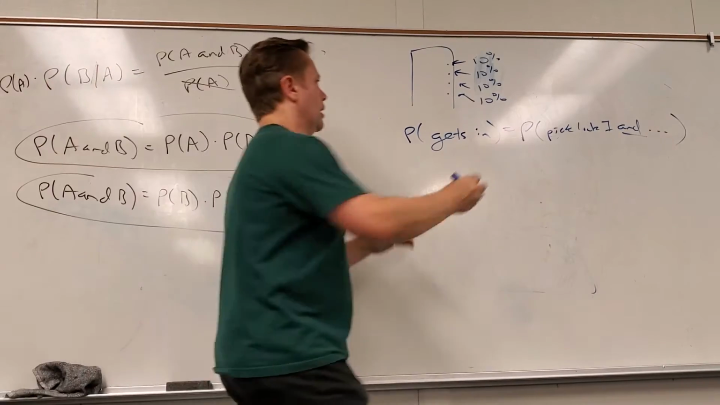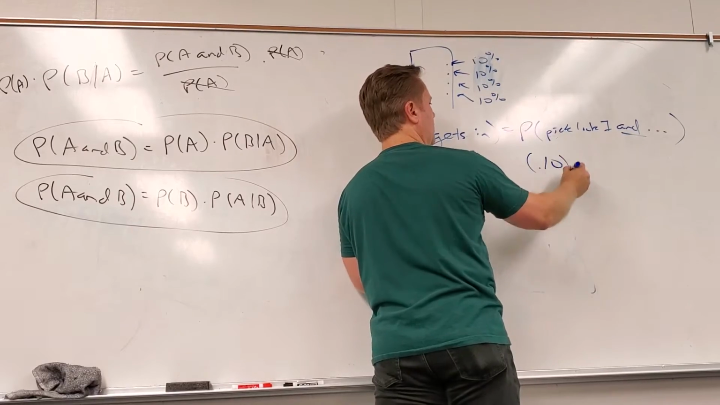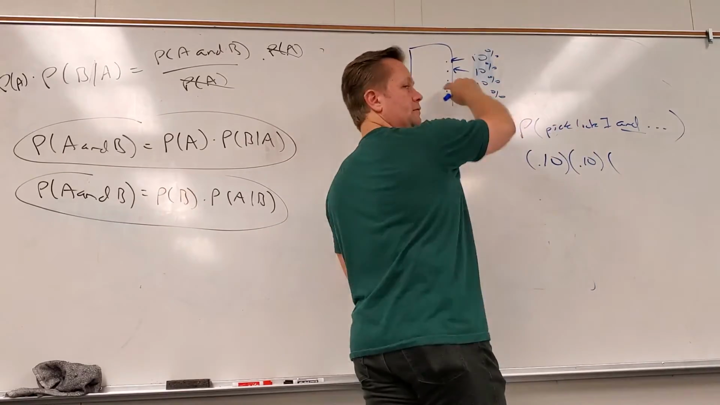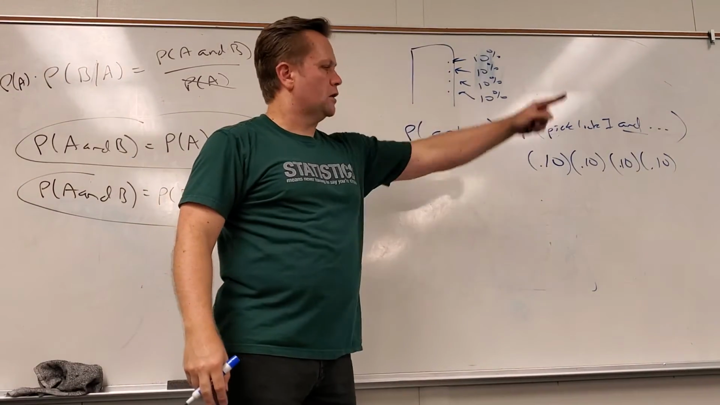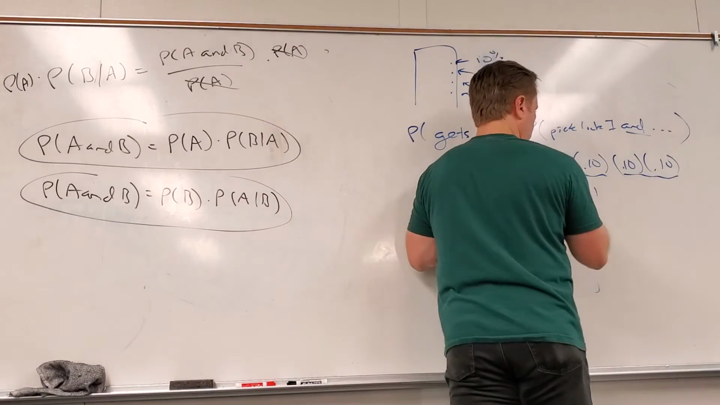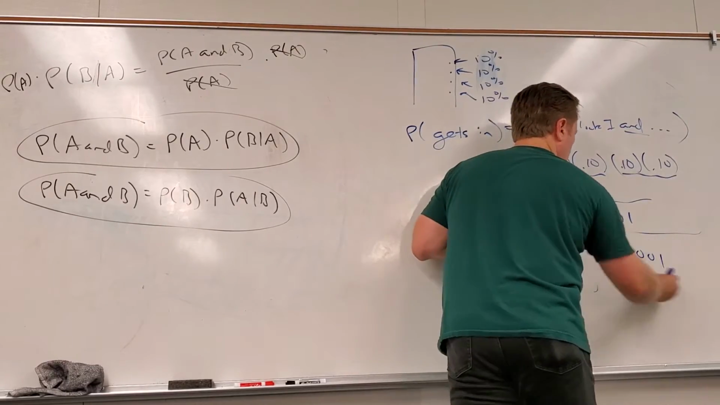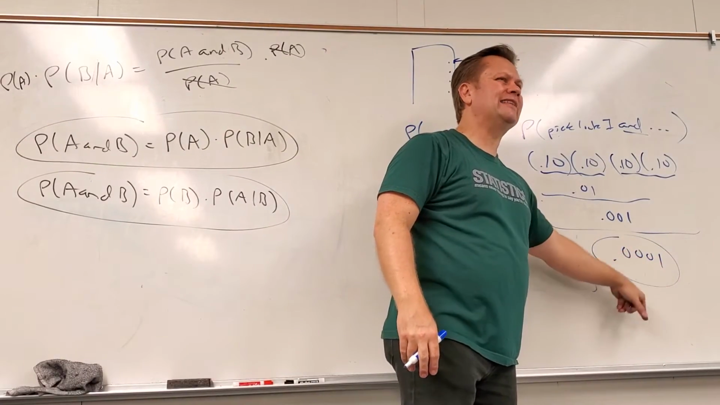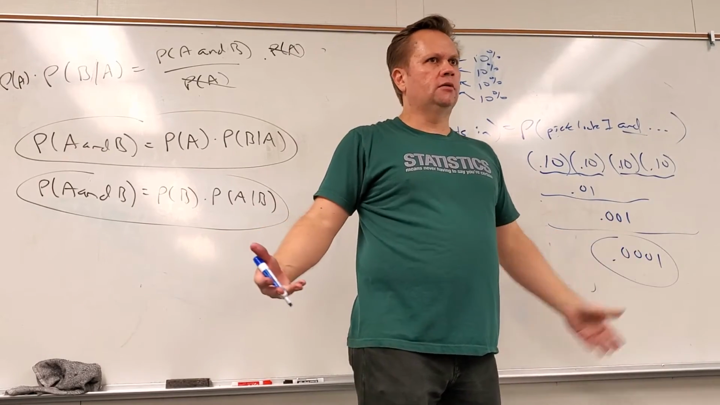"And" is multiply. So I pick the first lock, 10%, so 0.10, times the probability I picked the second lock, times the third. So now what is all that going to be? These, by the way, would be 0.01. Then these would be 0.001. And then finally the whole answer would be 0.0001. So 1 out of 10,000 times somebody would get in my house. I feel pretty good about that, right?